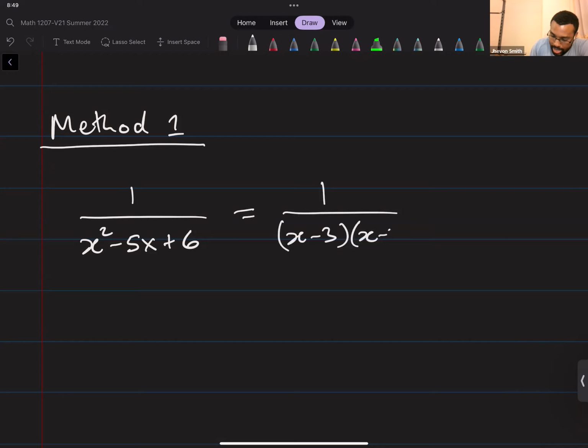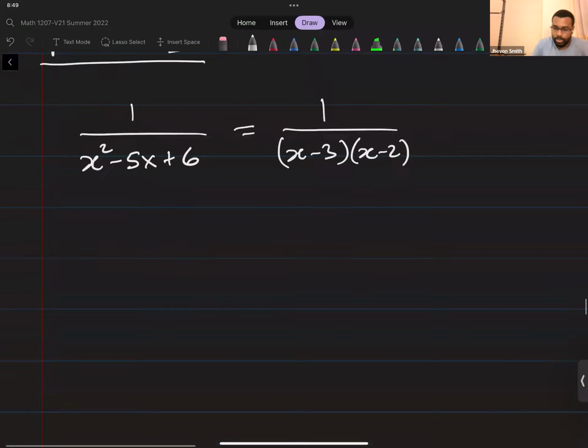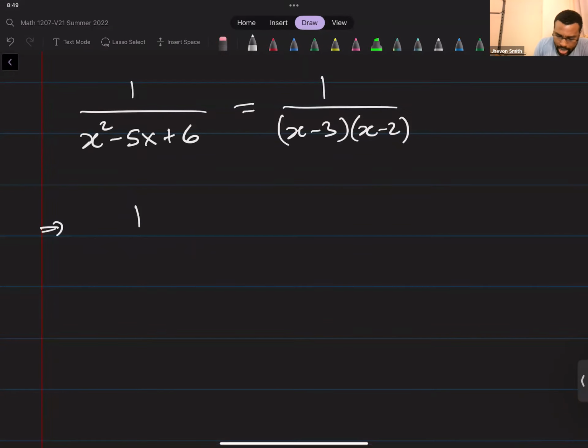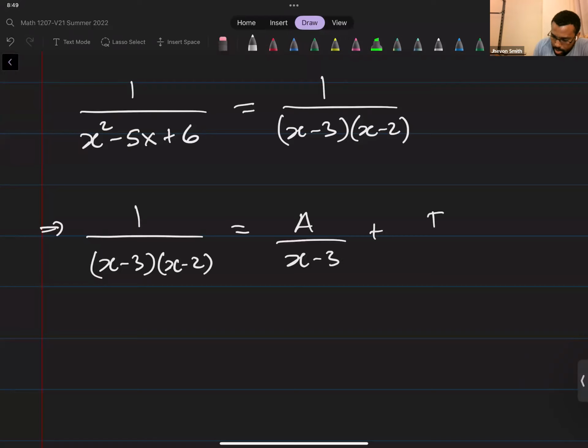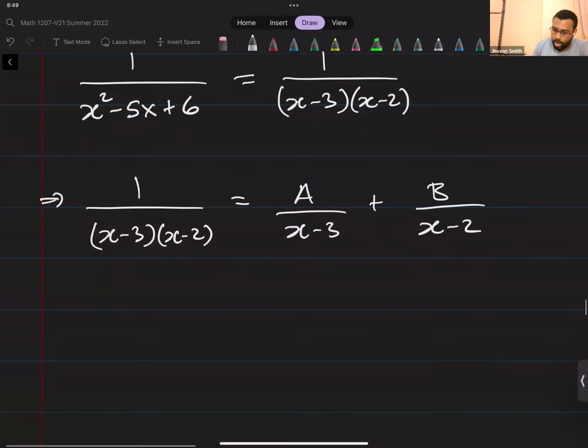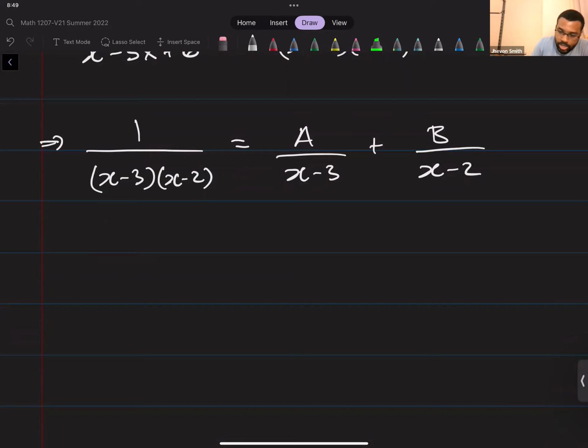Hopefully you would know that that factors into x minus 2 times x minus 3, right? You open two parentheses, you have x. Find two numbers that when you multiply them, you get positive 6, and add them, you get negative 5. So you would get that. So then what you have as the original is this guy. You're going to take that factored form and write it as this. Now, to find this, the first thing you would do is multiply both sides by the denominator on the left.